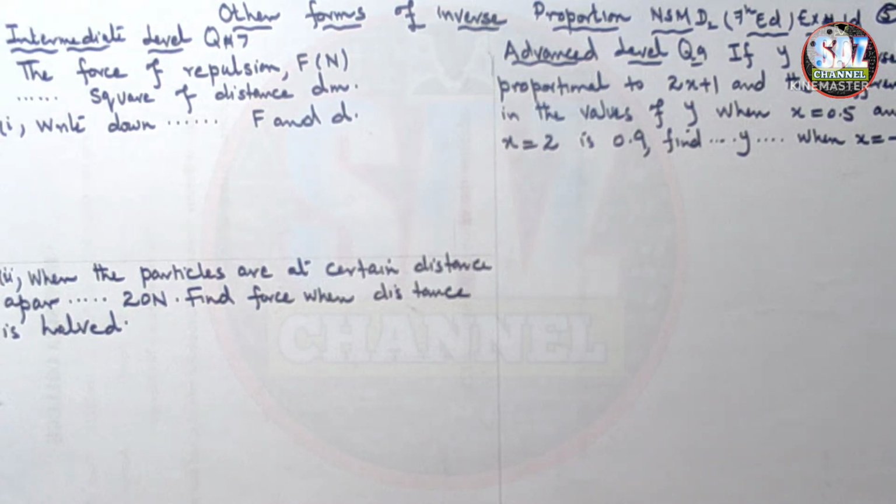This is my fifth lesson of D2 chapter number 1 exercise 1D, that is about inverse proportion. In this class, students will be learning and discussing intermediate level question number 7. Let's begin the class and read the question carefully.